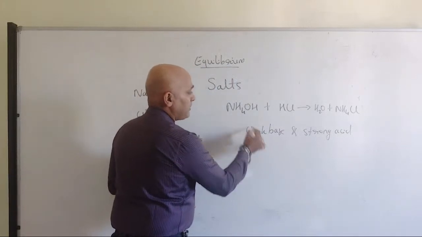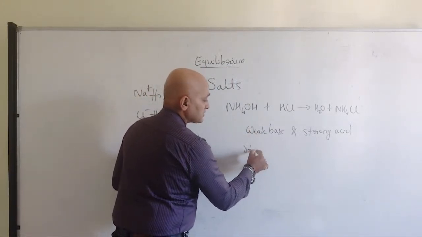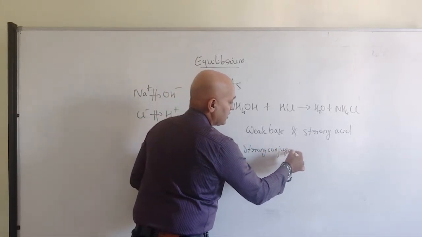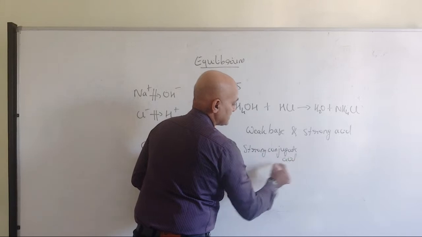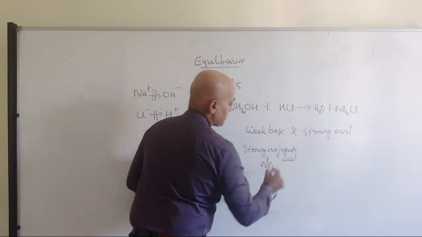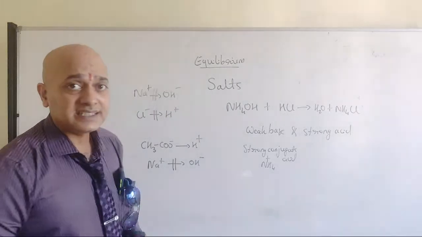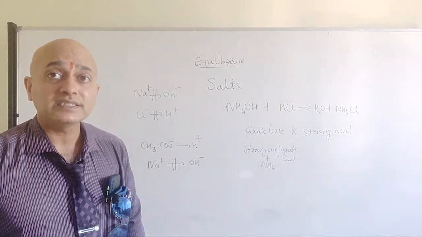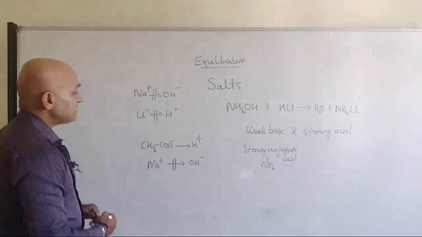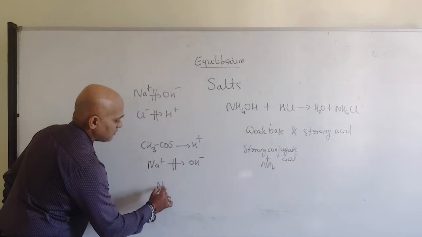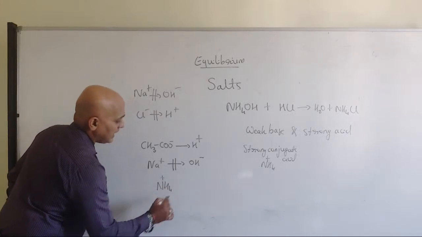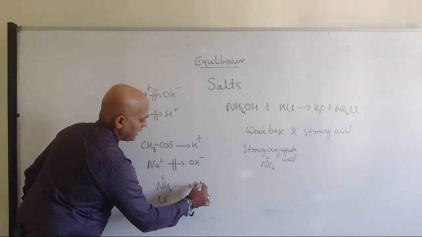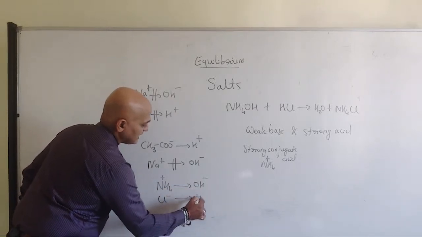However, why is ammonium hydroxide a weak base? Because it has a strong conjugate acid, that is ammonium. So why is HCl a strong acid? Because it has a weak conjugate base, that is chloride. So naturally I have two ions, ammonium, and another ion as Cl minus. So there is OH minus and there is H plus.